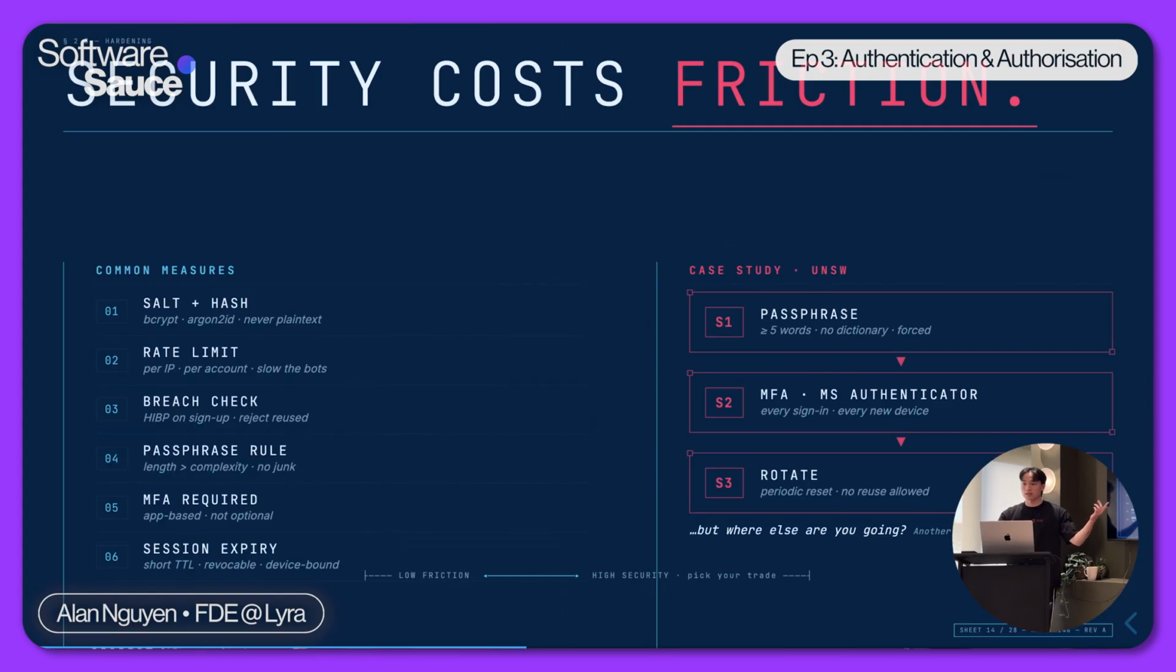I'll use UNSW as a case study though. UNSW mandates a passphrase, mandates using an authenticator app, and forces you to rotate your password every few months. As you know, UNSW alumni, this is super annoying, right? But still, they're using sensitive information. So I understand, but also as a user, what am I actually going to do? Am I going to move units just because this is annoying me? Like, no, I just have to deal with it.